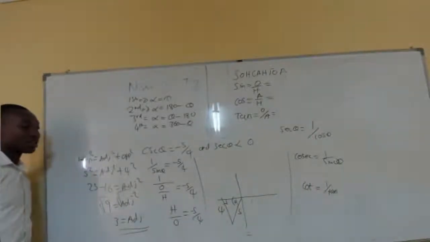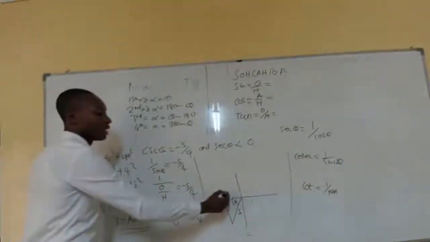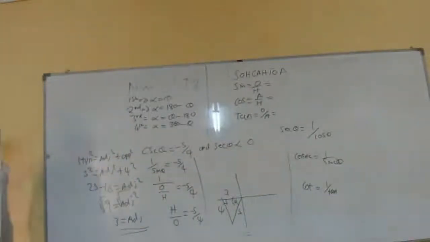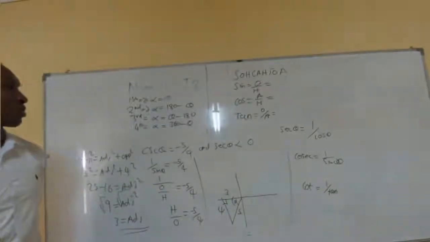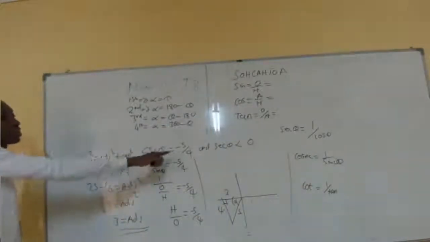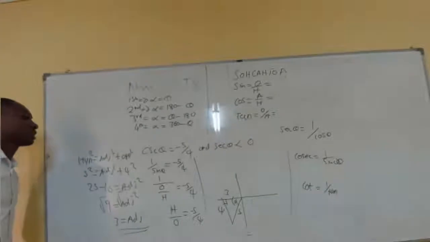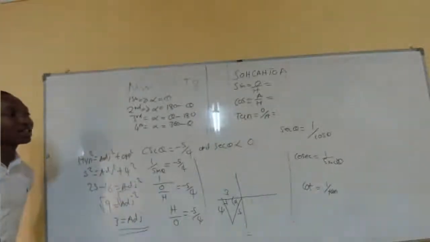Okay. So the adjacent is 3, meaning this side is 3. So we have the opposite as 4, the adjacent as 3, and the hypotenuse as 5. Let's find the remaining trigonometric identities. Using cosec, because we all started off from cosec, we said cosec is -5/4.